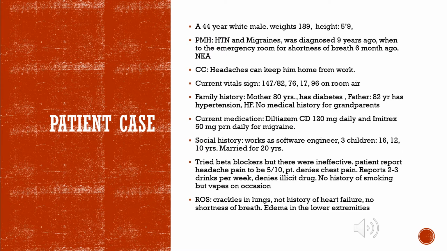For our case today, we have a 44-year-old white male. He weighs 189 pounds. He is 5'9". His past medical history includes hypertension and migraine. He was diagnosed 9 years ago with hypertension. 6 months ago, he went to the emergency room for shortness of breath. He currently has no known allergy. His chief complaint is headaches that keep him from work.